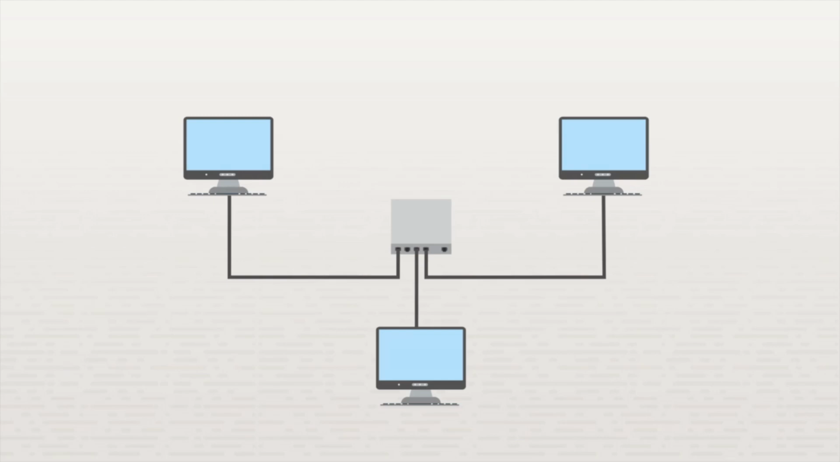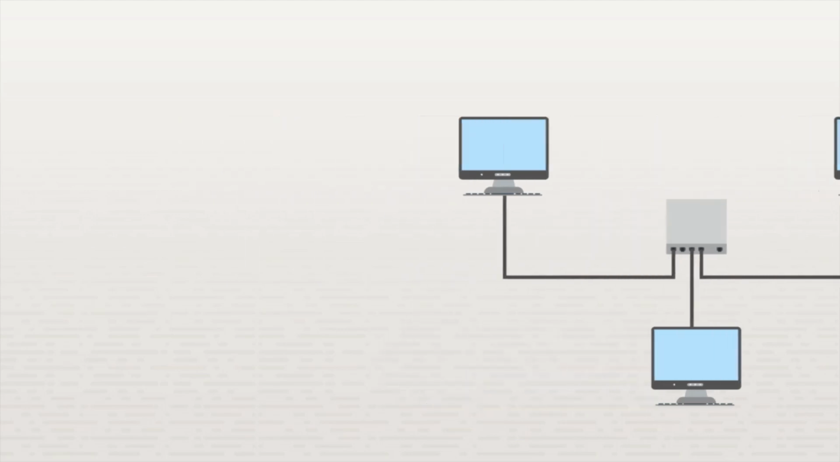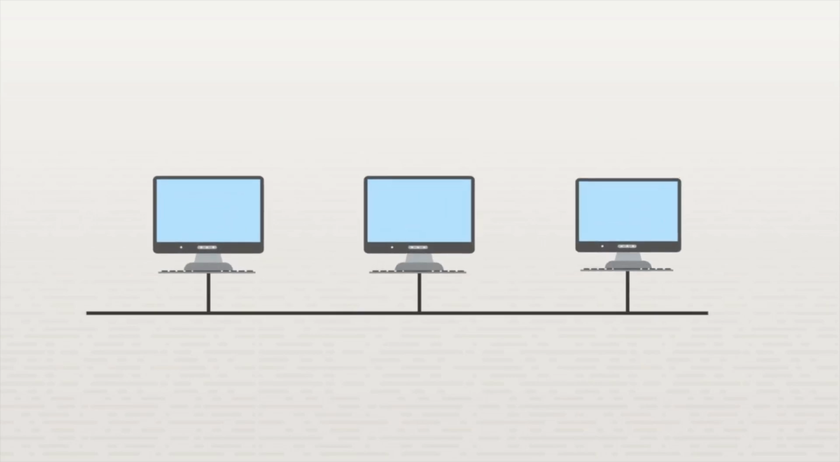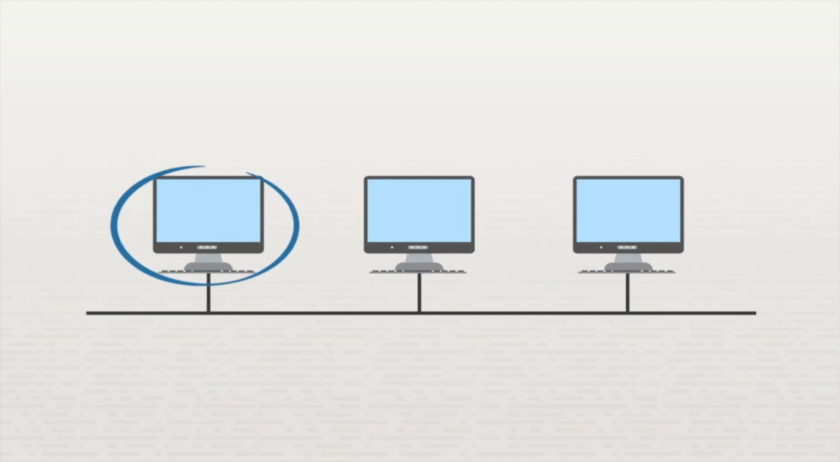Let's review the different types of topologies available. Let's begin with the bus topology. All devices are physically connected to each other by a single central cable. Suppose this computer wants to send some data to this computer. In a logical bus topology, the data is sent to all the computers connected to this central cable. Each computer looks at the data it receives and determines whether it's addressed to them or not. If it isn't, it discards the data, and if it is, it accepts it.